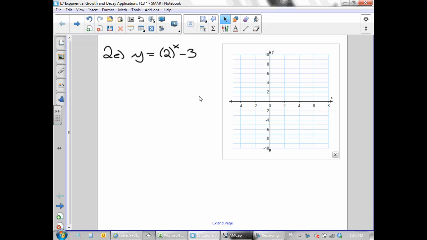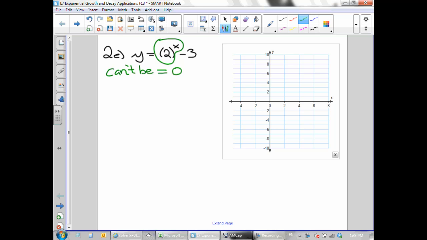Okay. So we're asked to graph y equals 2^x minus 3. Here's something you've learned, but I'm going to reiterate. It's impossible to get this value here to equal 0. You can't have it. Remember, it never gets there. It hits an asymptote. It can't equal 0. But does it come close to 0? Remember we got really small decimal 0, but not quite 0?